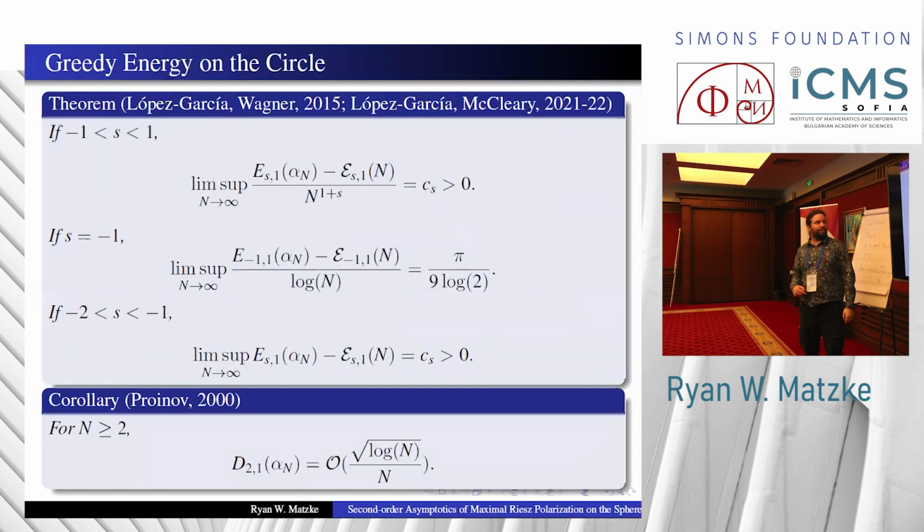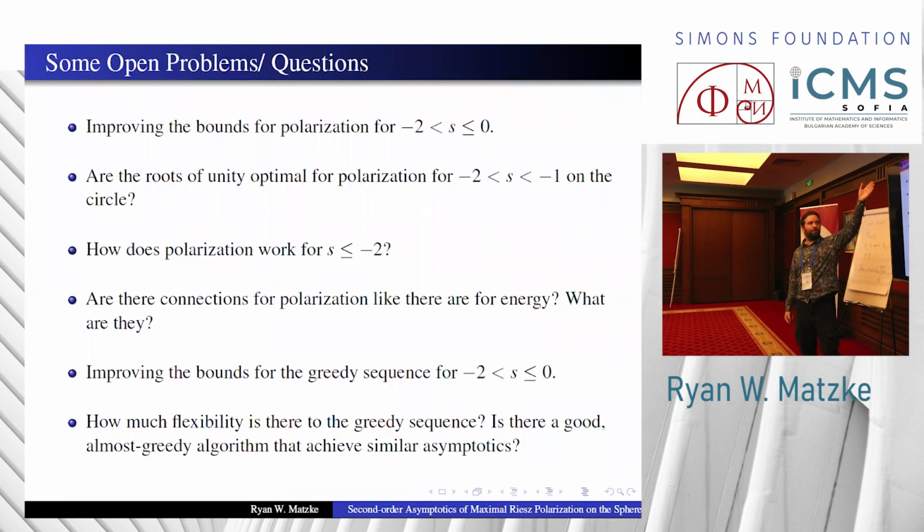And yeah, I think I'm about out of time, so just some open questions. It would be great to improve the lower bounds for polarization where the upper and lower bounds weren't matching. It'd be great to find out if the roots of unity are indeed optimal for polarization on the circle when s is between -2 and -1. I don't think there's been much study for polarization when s is less than -2, so that could be interesting. I don't know if there are connections for polarization like there are for energy to the same extent, and that would be interesting to see.